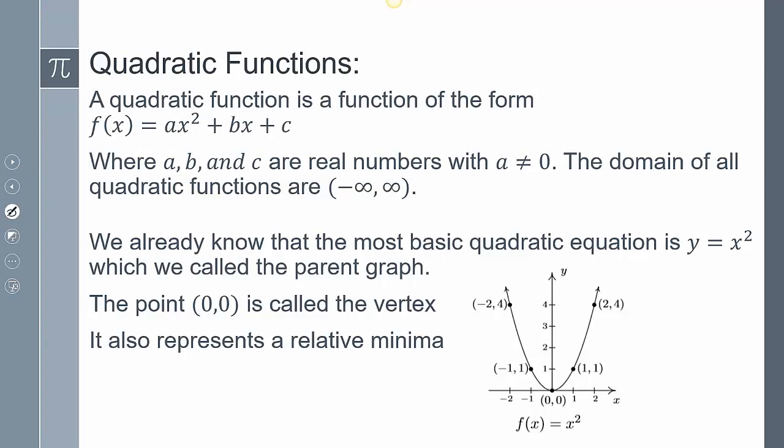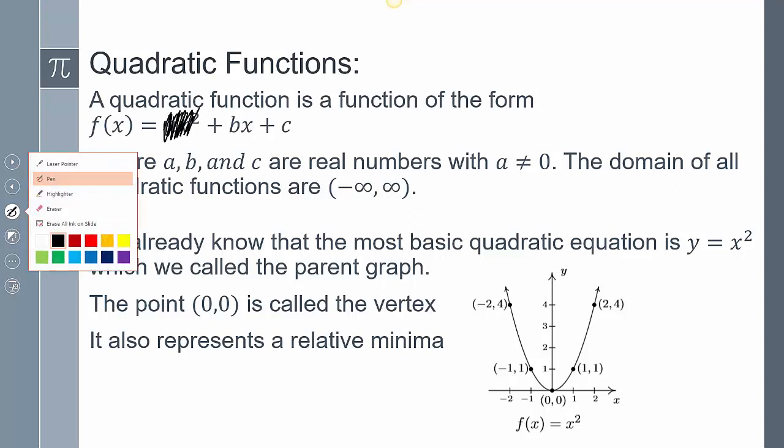So a quadratic function is a function of this form, f of x equals ax squared plus bx plus c, where a, b, and c are real numbers, and a cannot equal 0, because imagine if a was 0, well, that's just a linear equation. So that's why a actually has to be a nonzero real number.